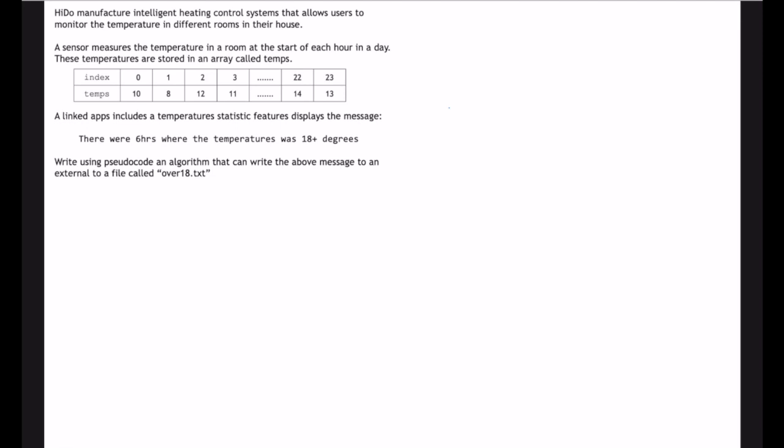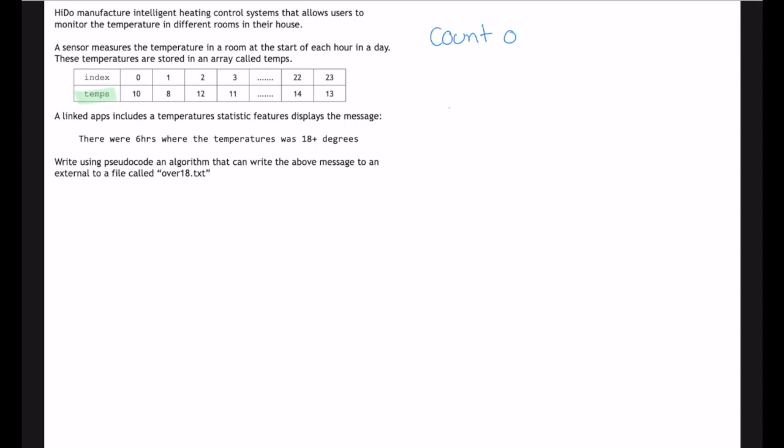Hydel manufactures intelligent heating control systems that allow users to monitor the temperature in different rooms in their houses. A sensor measures the temperature in a room at the start of each hour in a day. These temperatures are stored in an array called temps. A linked app includes a temperature statistics feature which displays the following message. There were 6 hours where the temperature was 18 degrees or more. Write using pseudocode an algorithm that can write the above message to an external file called over18.txt.